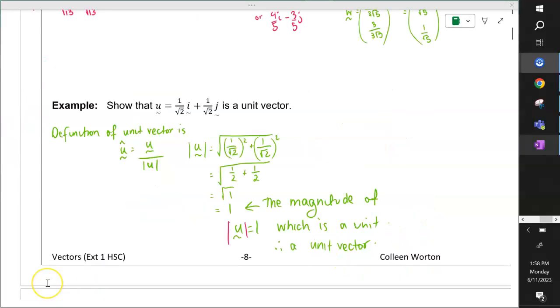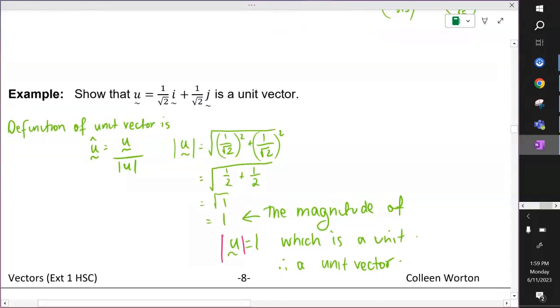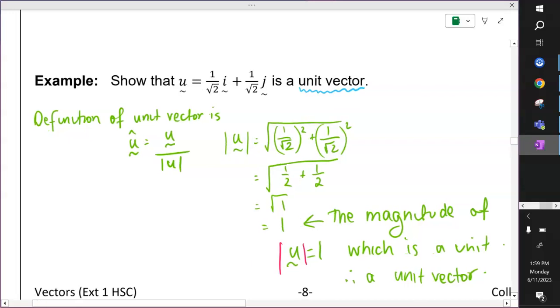Okay, the next vector question is a show that question. You want to show that vector u, which is 1 on root 2 i plus 1 on root 2 j, is a unit vector. Showing means you need to show your evidence. So let's think, how do I show things are a unit vector? I would be putting down my definition of a unit vector, which is the unit vector u hat is equal to my vector u divided by the magnitude of my vector. So let's pop everything into that and see what we end up with.